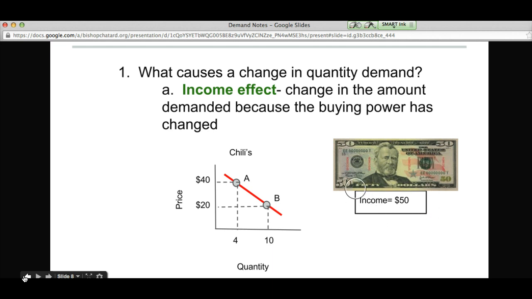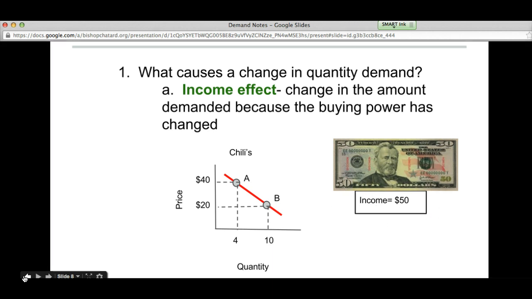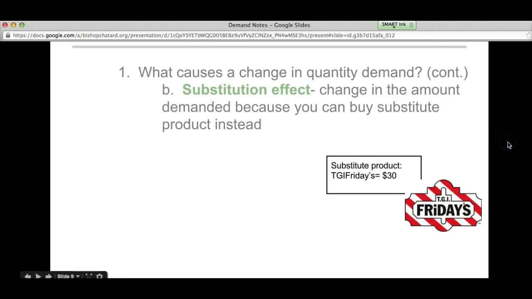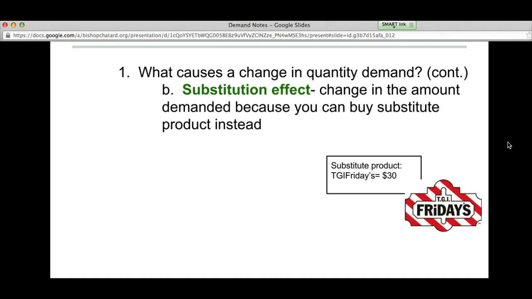The other reason why price changes is the substitution effect. I forgot to animate. Substitution effect. By the way, this one up here will cause a change in quantity demand. You don't have to write that because you already have it. I'm just showing you that this is a continuation of what causes a change in quantity demand. You're on B. So you should have what causes a change in quantity demand? A, income effect. B, substitution effect.